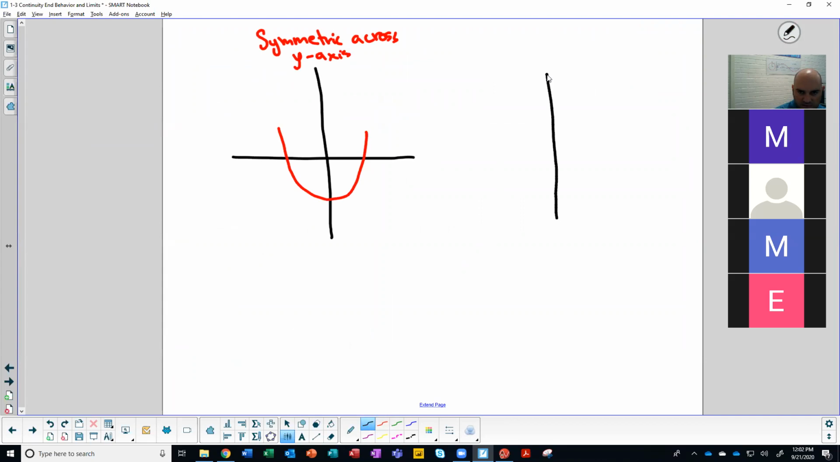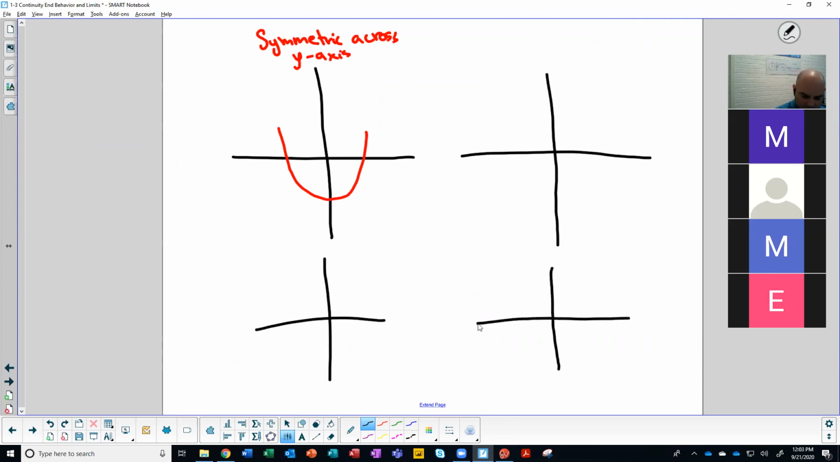Technically you could have 4. Let me add 4. The 4th one's going to be hard for me to draw though. You can be symmetric across the x-axis. And I'll get a different shape here. Like that. That's a graph that's symmetric across the x-axis. The x-axis cuts it in half. Here, the y-axis cut it in half.